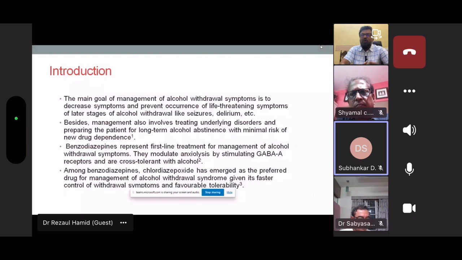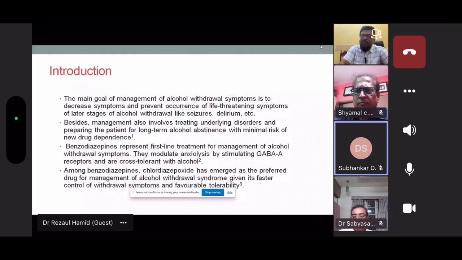The main goal of management of alcohol withdrawal syndrome is to decrease the symptoms and prevent the occurrence of life-threatening symptoms of later stages of alcohol withdrawal, like seizures and delirium. Sometimes in alcohol withdrawal, we may see a patient suddenly developing a very serious form of infection, may go to septic shock, and a very critical situation may arise.